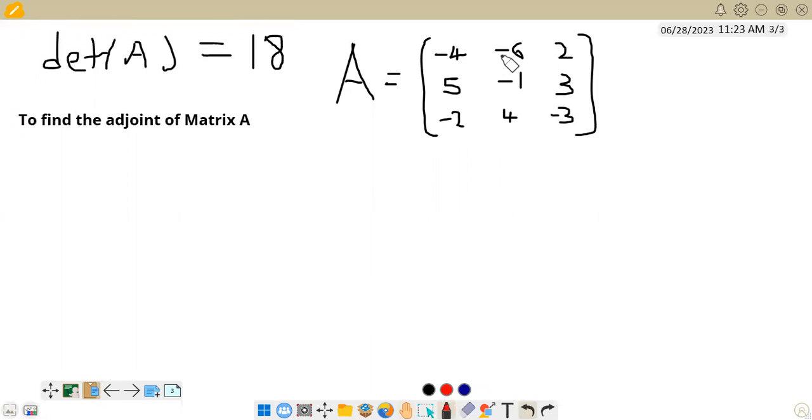maona kuti ikakhala matrix ya 3 by 3 signs, for example apa on the first timakhala ndi plus, then minus, then plus, then we have minus, plus, then minus, then plus, then minus, then plus. Yeah, so these are the signs.